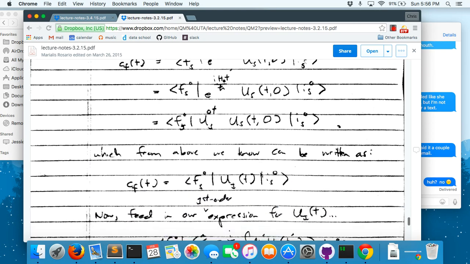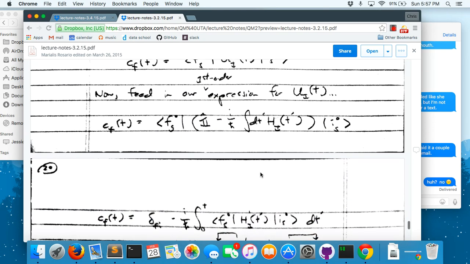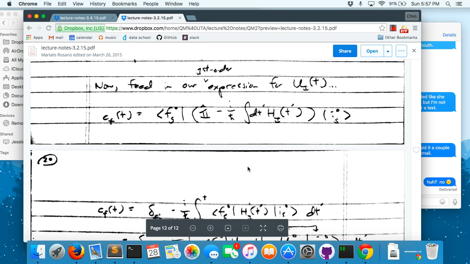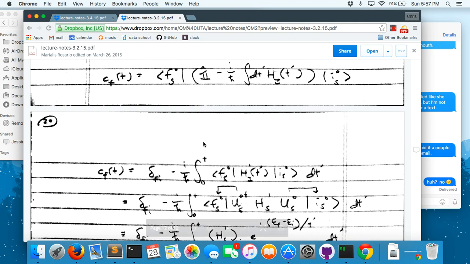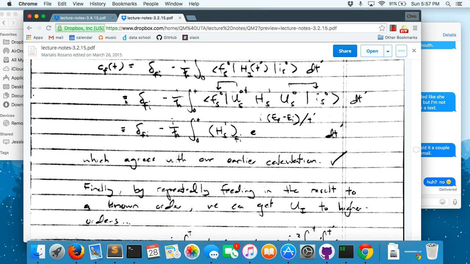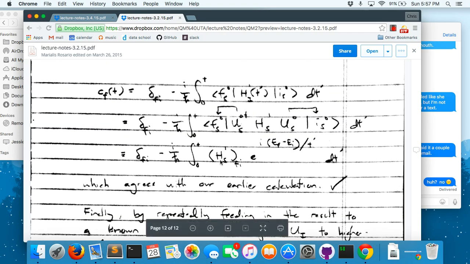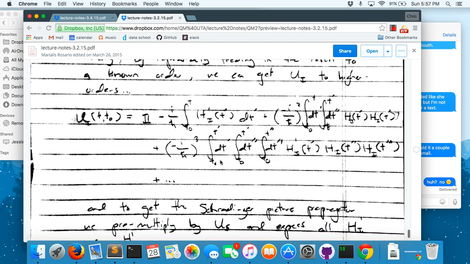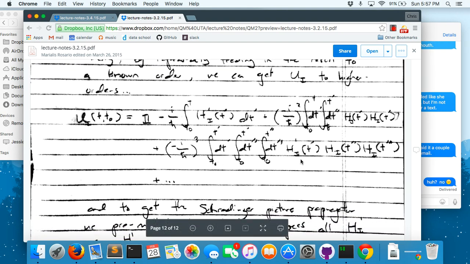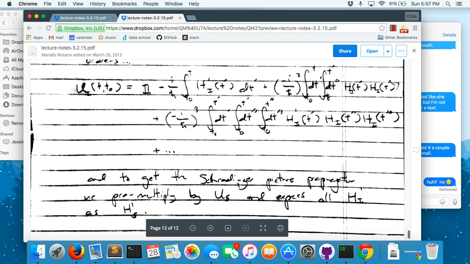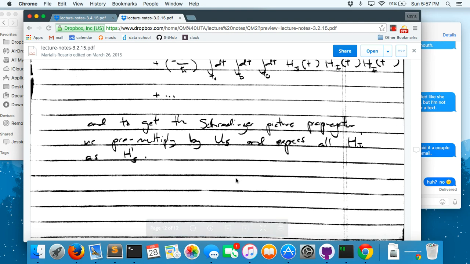And then we went through and we wanted to make sure that we were able to reproduce the interaction or transition coefficient that we computed previously using the more standard approach. And we were able to show that, sure enough, we got the same thing back out. And then the last thing I did was point out that if you keep expanding this thing, it's basically, like I said, a perturbative expansion in the interaction picture Hamiltonian. And if you remember from last semester, this thing is called the Dyson series. Okay, and it's the way that you compute the time evolution operator.